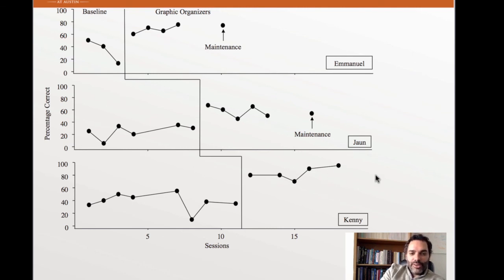So taken together, these data suggest that the independent variable did have a positive impact on the dependent variable across all 3 participants, as we see immediate changes in the positive direction with academic responding across all 3. We see relatively stable data in baseline with all 3 participants, and we see relatively stable data during the intervention with all 3 participants.